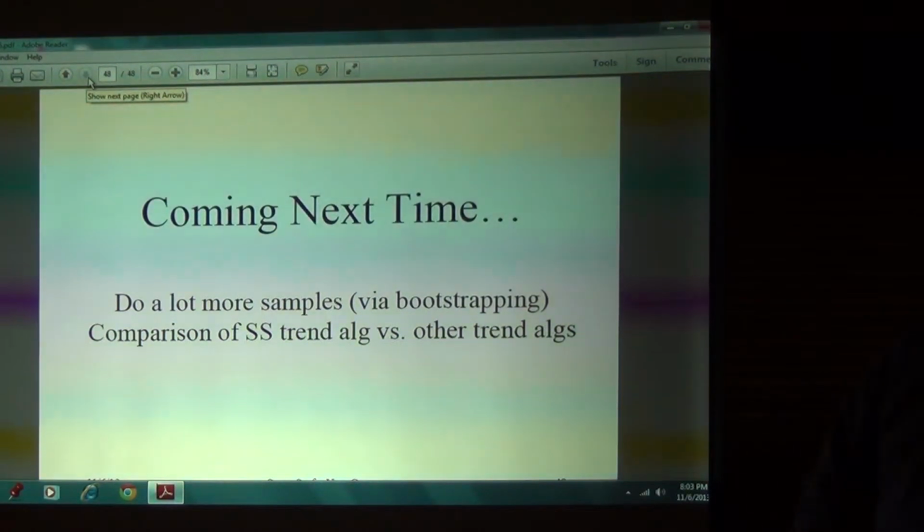And then the second thing, once I get all these statistics, I can start comparing SectorSurfer to other trend following algorithms and answer the question, is SectorSurfer better? Is it about the same or is it worse? Okay, so I hope to get that done in 2 months. Don't know if I can guarantee to get it done in 2 months.